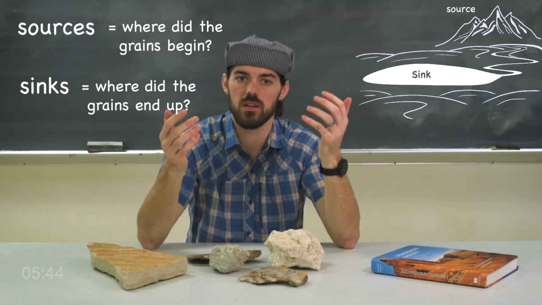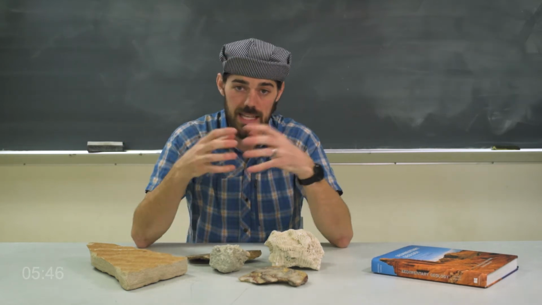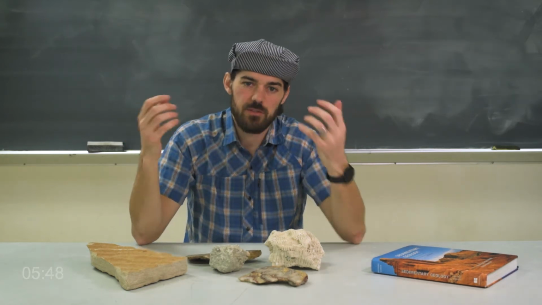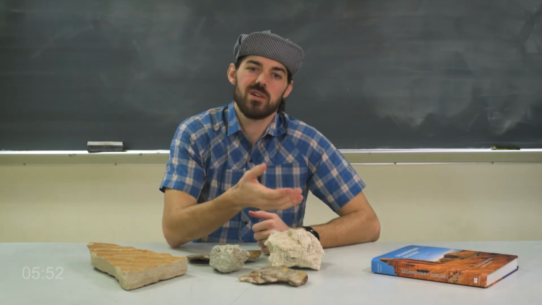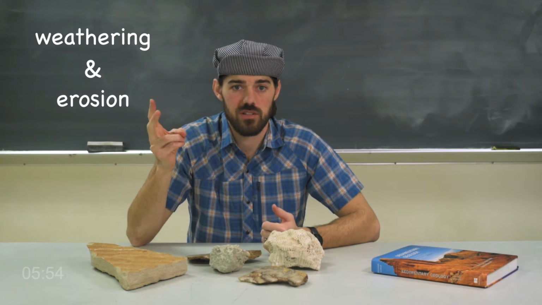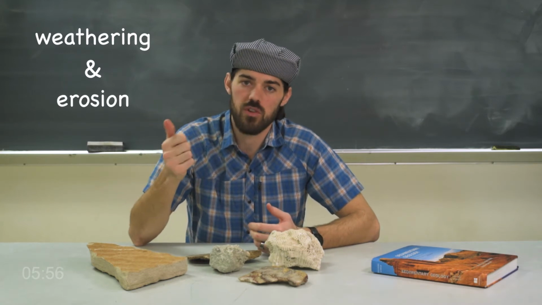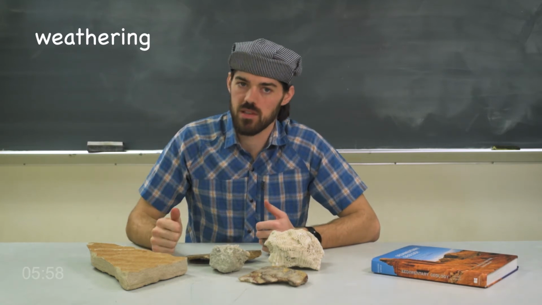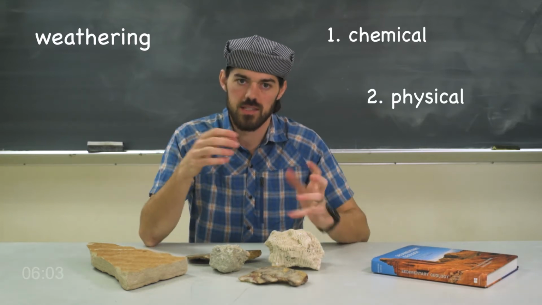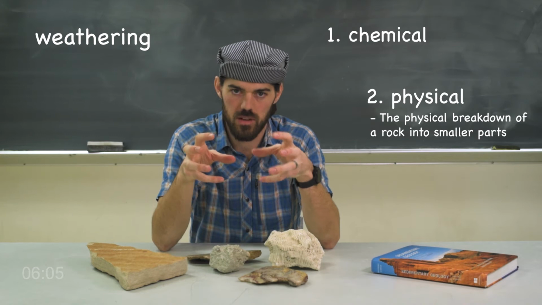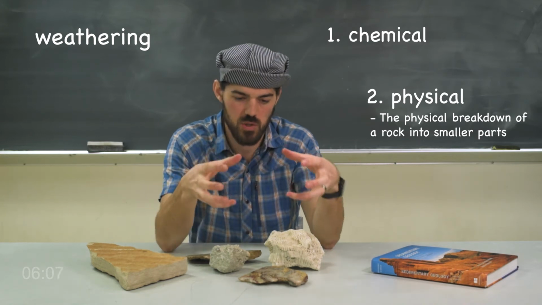But before a siliciclastic sedimentary rock is even a possibility, the sediments have to be generated so that there's stuff to make into a rock, of course. And this is where terms like weathering and erosion come into play. We'll talk about weathering first. There are two types of weathering, chemical and physical. And physical is, as it sounds, simply the physical breakdown of some pre-existing rock into smaller bits.